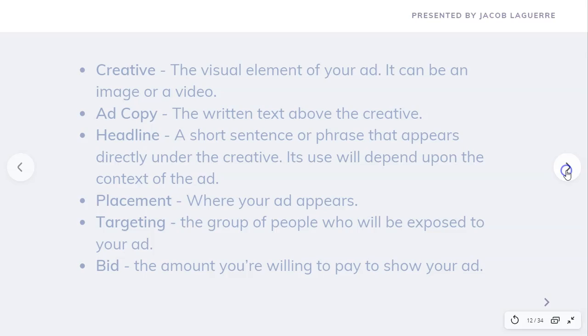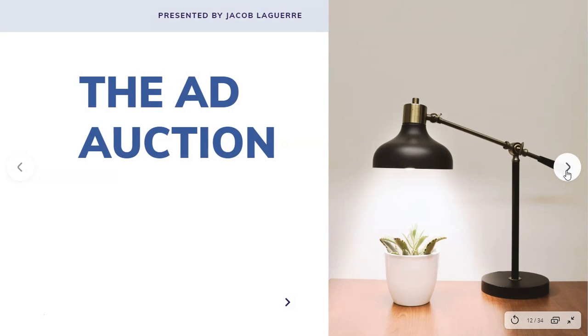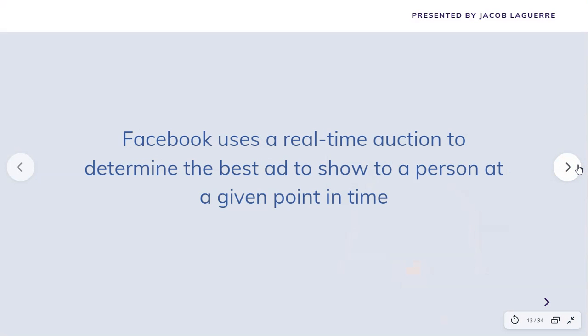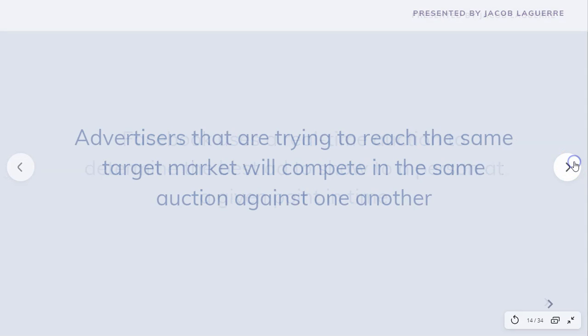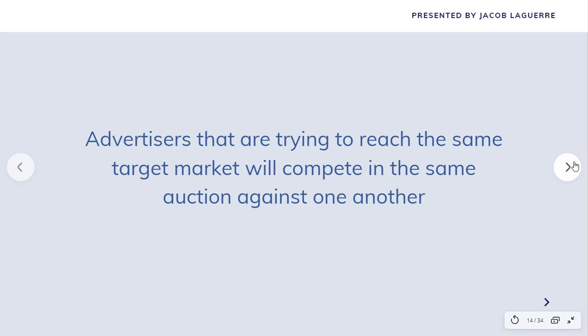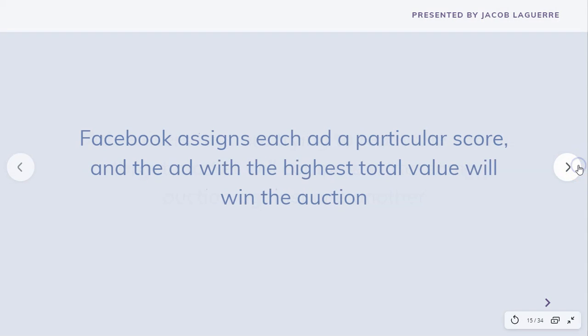Now that we understand the basic parts of a Facebook ad, let's talk about the ad auction. Facebook uses a real-time auction to determine the best ad to show to a person at a given point in time. As you can imagine, there are billions of auctions happening all at once, and advertisers that are trying to reach the same target market are going to compete in the same auction against one another.